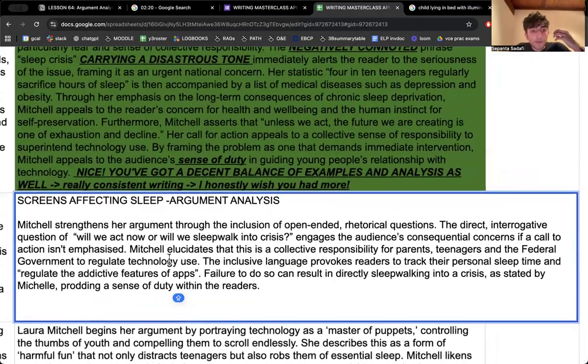Mitchell strengthens her argument through the inclusion of open-ended rhetorical questions. The direct interrogative question of will we act now or will we sleepwalk into crisis engages the audience's consequential concerns if a call to action isn't emphasized.